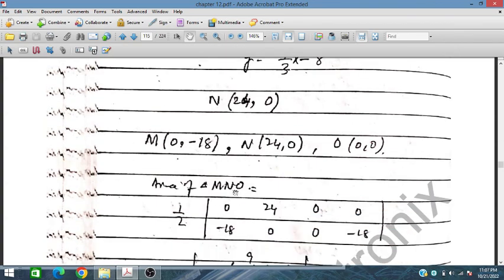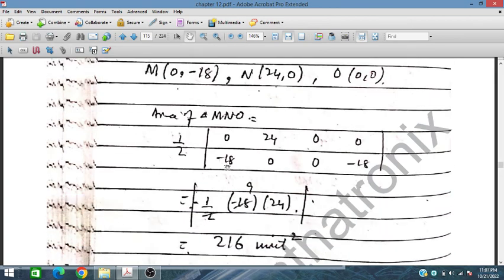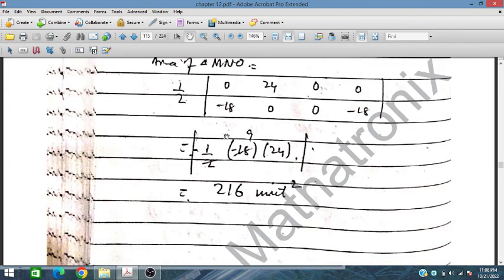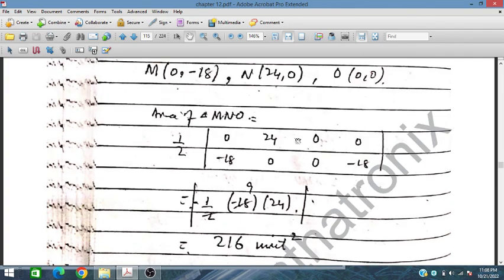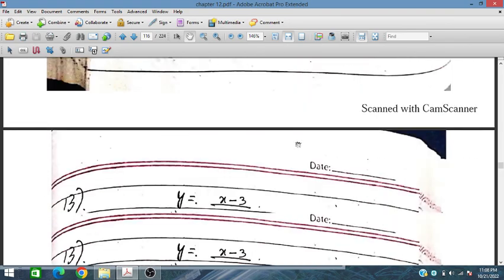So the area of the triangle MON can be written down as this: 0, minus 18, then 24, 0, and then 0, 0, and then repeat this, and we will multiply like this. This will multiply with the minus, and this way we will get 0. On the other side we will get this. So this is minus half times minus 18 and 24. With this minus, this becomes 216 units. So this is the area of the triangle.